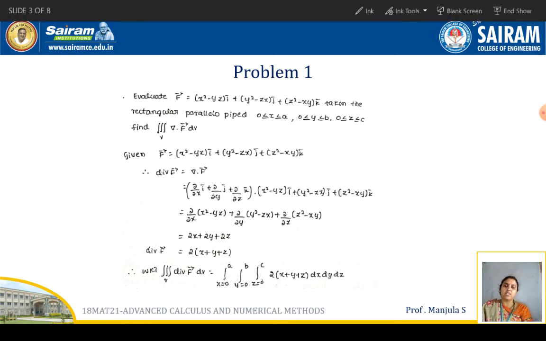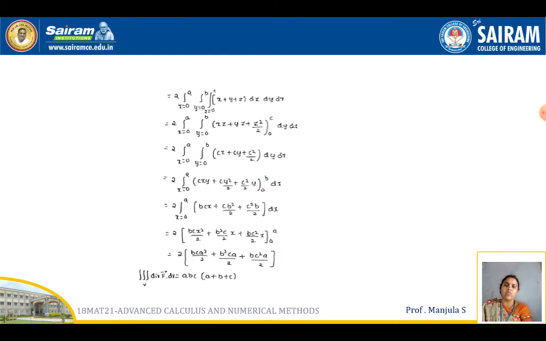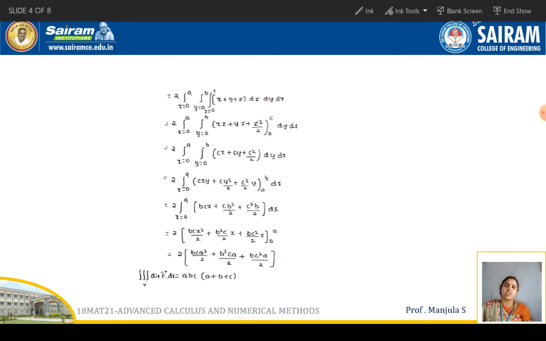Now this is a triple integral equation. Now we have to do the simplification. 2 into integration x equals 0 to a, y is 0 to b, you just write as it is. Inside the term x, the integration with respect to z we have to do first. That will become xz plus yz plus z square by 2. So limit value 0 to c, you just substitute the upper limit and lower limit in place of z. So that will become cx plus cy plus c square by 2.